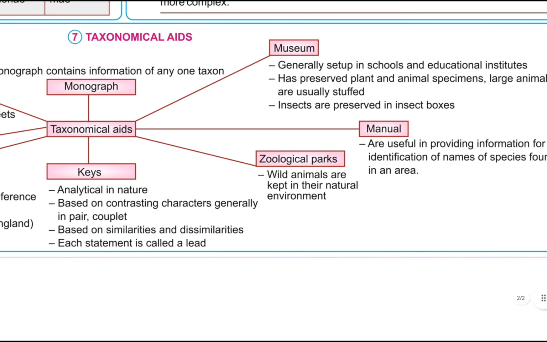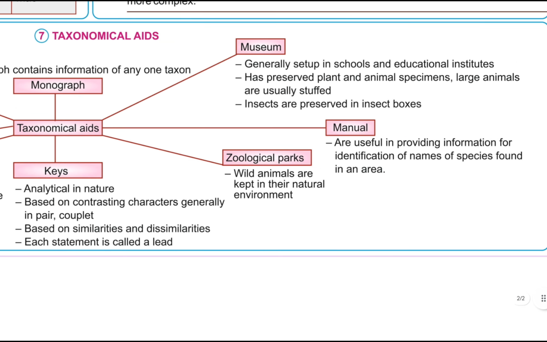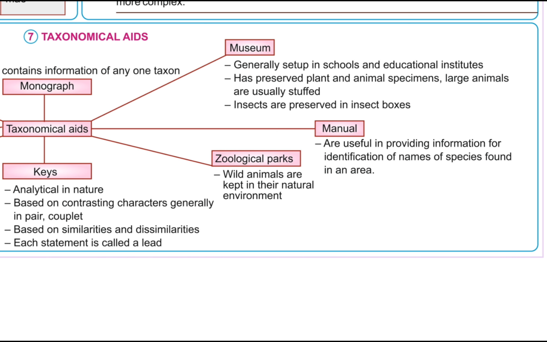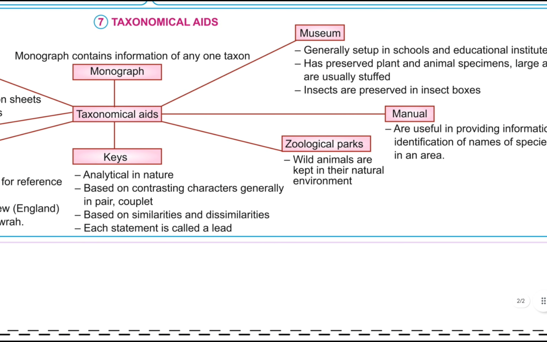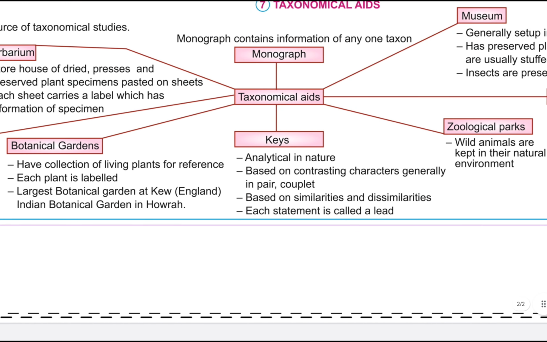Museum: generally set up in schools and educational institutes. Has preserved plant and animal specimens. Large animals are usually stuffed. Insects are preserved in insect boxes. Manual: useful in providing information for identification of species found in an area. Zoological parks: wild animals are kept in their natural environment. Keys: analytic in nature, based on contrasting characters generally in pair couplets, based on similarities and dissimilarities.